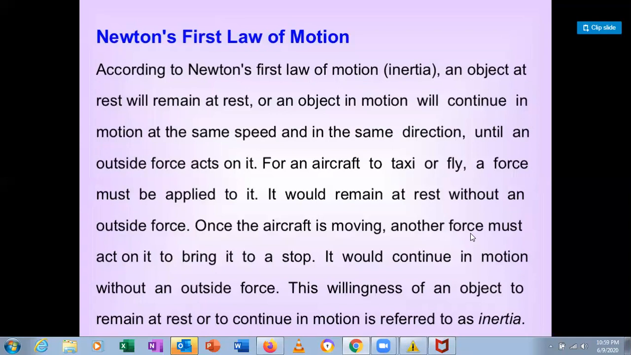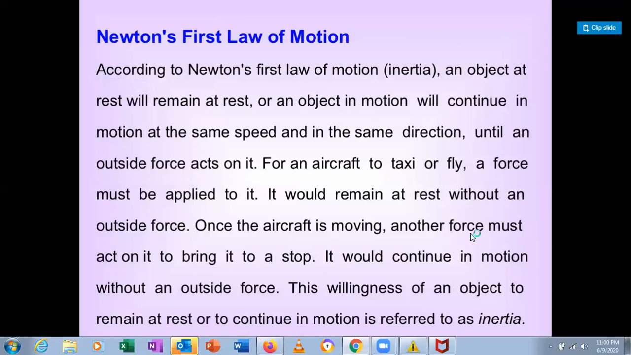The same way here, an object at rest will remain at rest, or an object in motion will continue in motion at the same speed and in the same direction until an outside force acts on it. For an aircraft to taxi or fly, a force must be applied to it. It would remain at rest without an outside force. Once the aircraft is moving, another force must act on it to bring it to a stop.